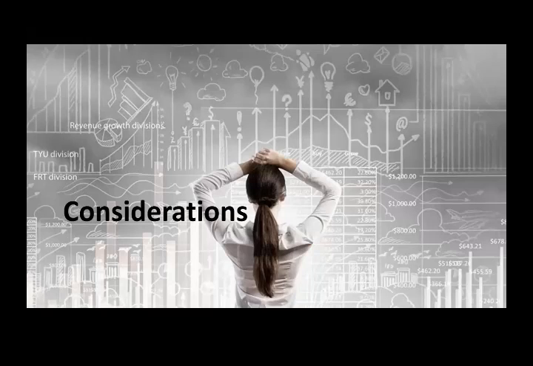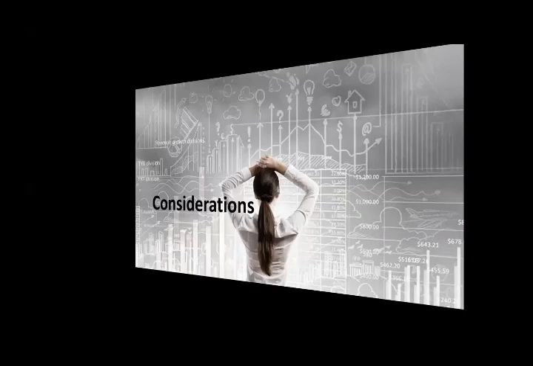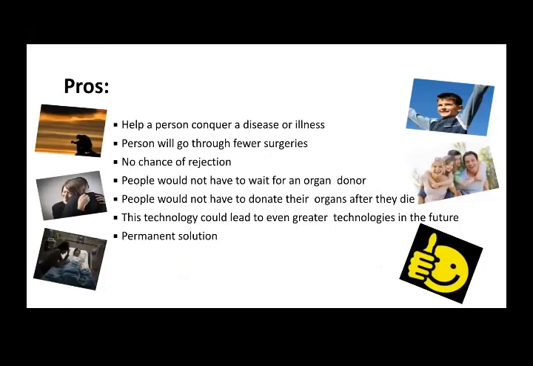What are some of the considerations that should be gone into? There are pros. Obviously, everything has pros and cons. The pro is that it can help a person change or conquer his disease or illness, and that can change his views towards himself and society. The person will go through fewer surgeries, with a better outcome and no chance of rejection. People would not have to wait for an organ donor.